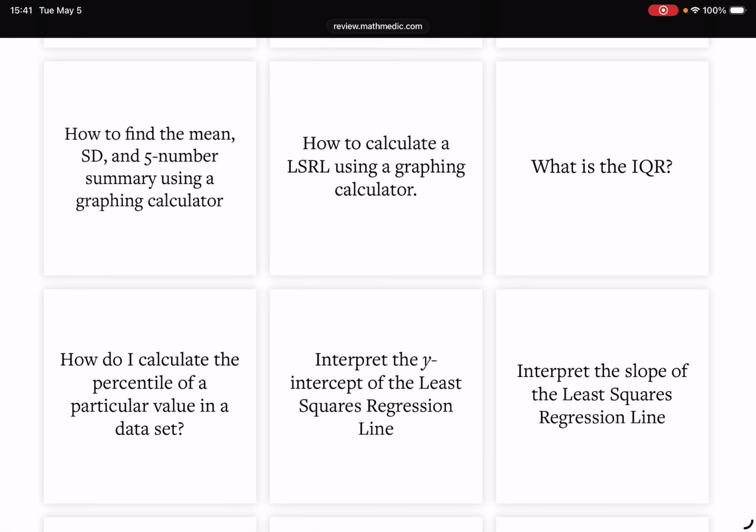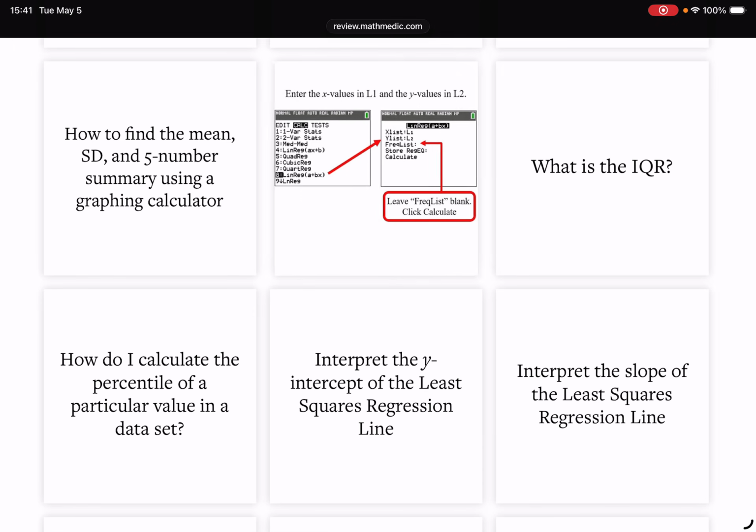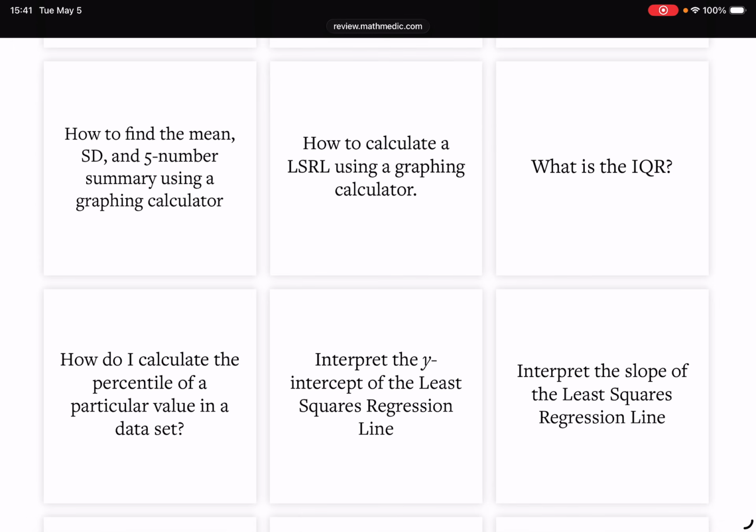How to calculate LSRL using a graphing calculator. So again, these are the steps using the TI calculator. If we want to create a LSRL, remember we have to insert a table. Okay, then we have to export a custom regression line, and from there it will give us our y hat equation, our LSRL.